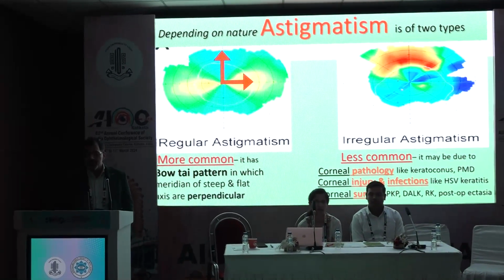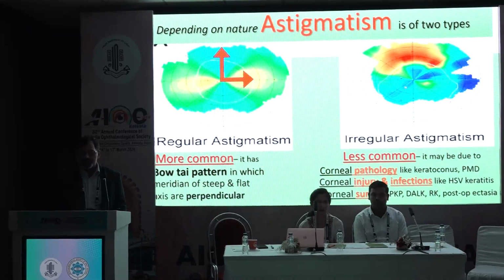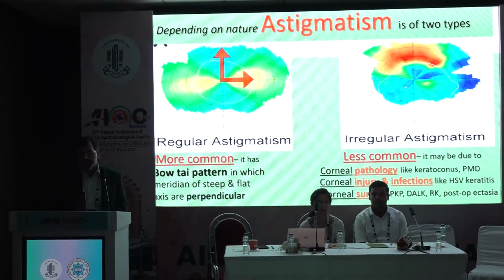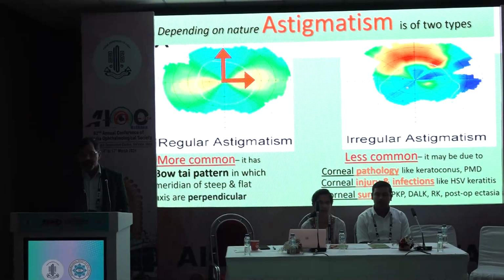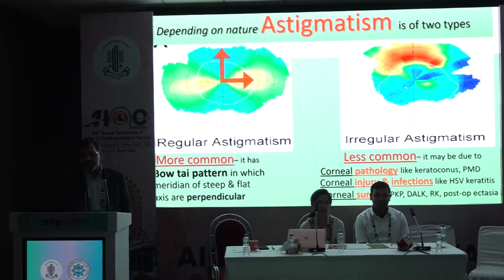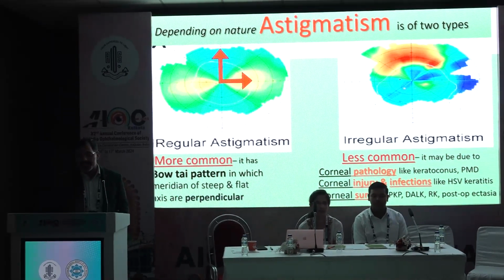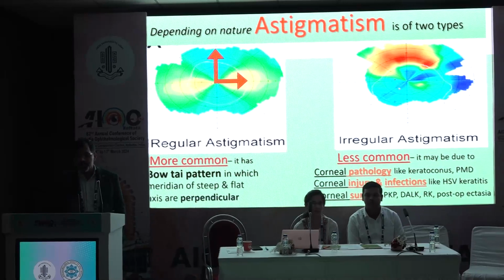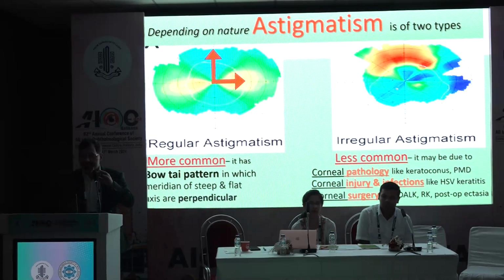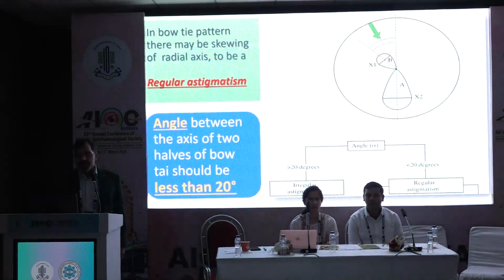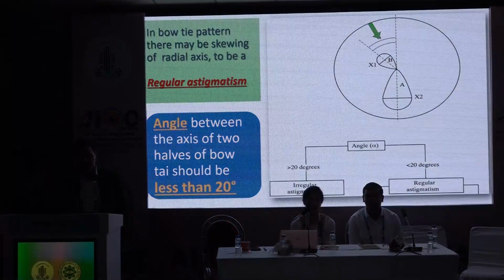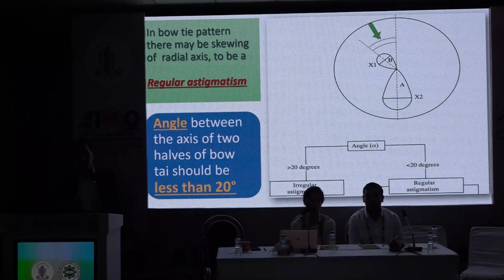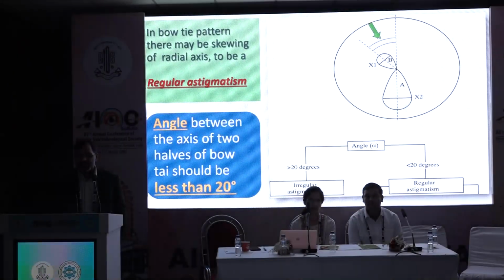On the other hand, irregular astigmatism is less common. It may be due to corneal pathology like keratoconus, PMD, corneal injuries, or infection like HSV keratitis, corneal surgery like PKP, DALK, delayed keratotomy, and also post-operative ectasia. Sometimes in regular astigmatism, there is a bow tie pattern, but skewing of the axis. If skewing is up to 20 degrees, it is considered regular astigmatism.